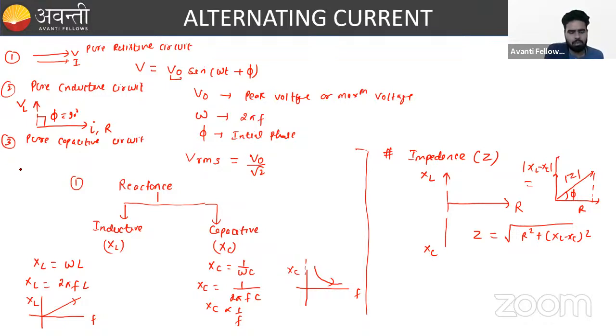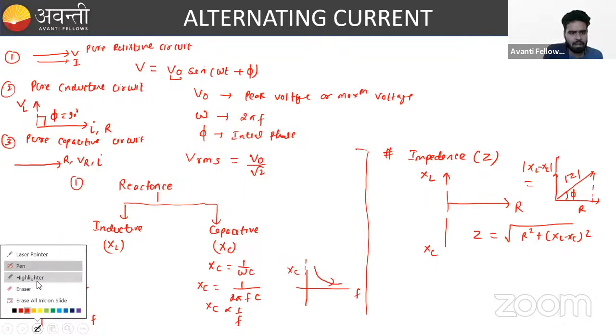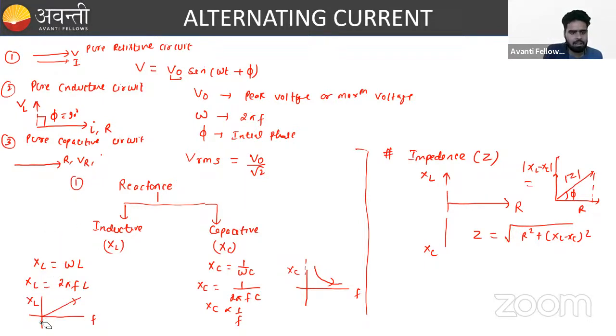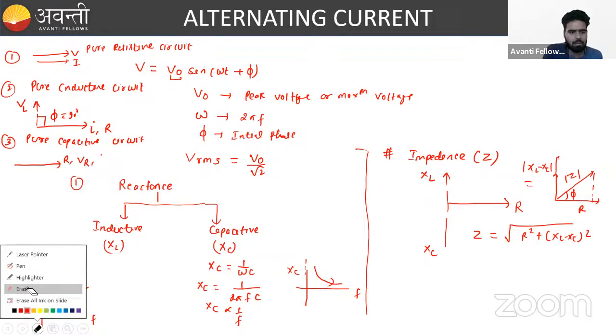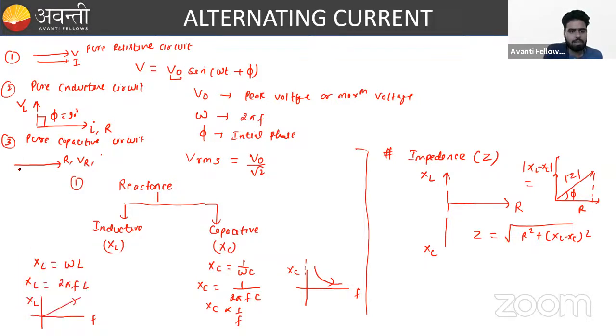If this is the horizontal axis, that is the pure real axis, and this is the VR, also I. In this case, current is leading in phase. If current is leading in phase, this is our current. So we can say current is leading by 90 degrees in phase, right?